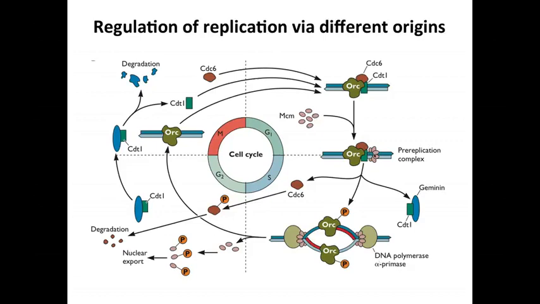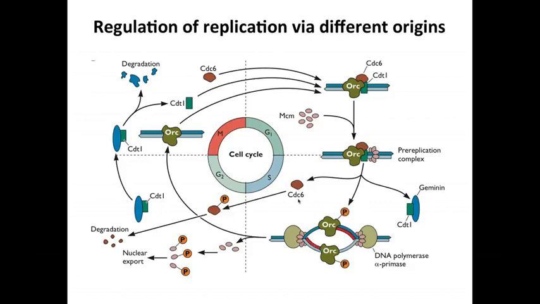MCM cannot bind to the origin unless two cellular proteins, CDC6 and CDT1, are present. All right, and these are cell cycle regulated proteins. So as we come out of mitosis, CDC6 and CDT1 are present along with MCM. They bind to OREP to produce this ORC complex, which stands for multi-protein origin recognition complex. This allows polymerase to come in and replicate the genome.